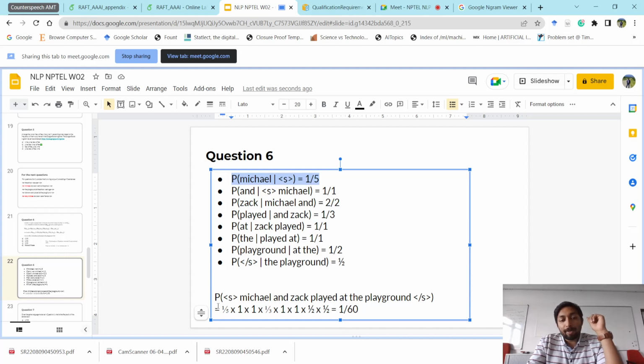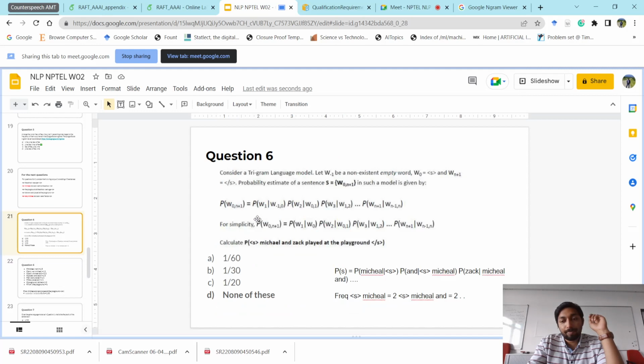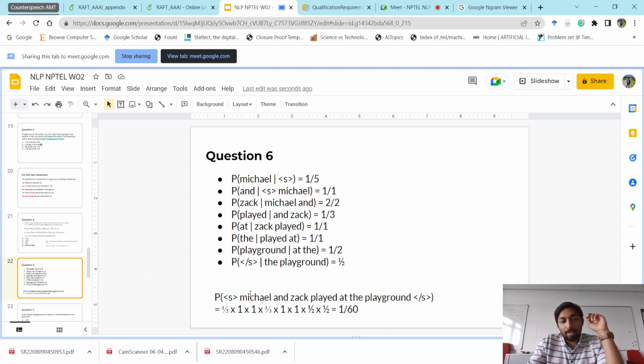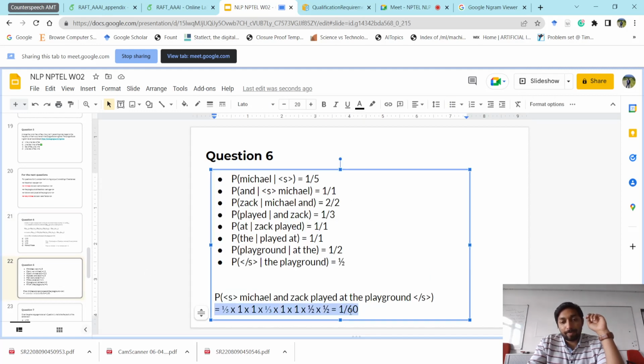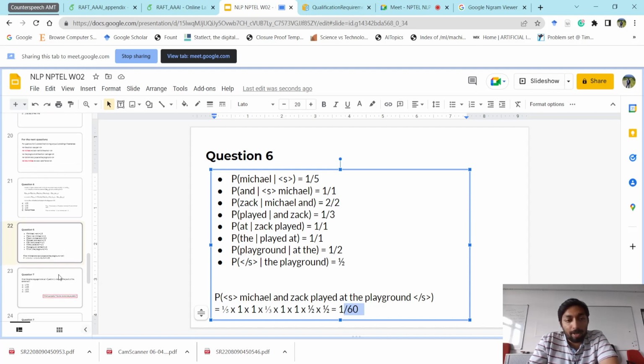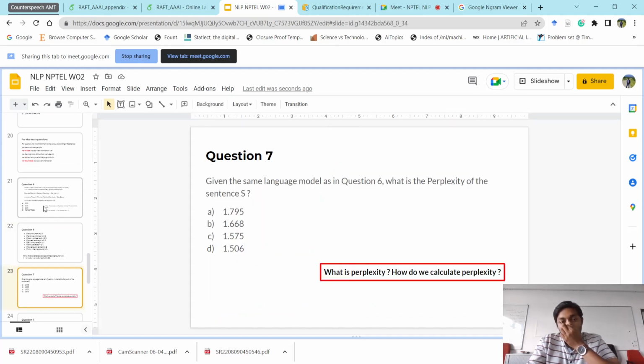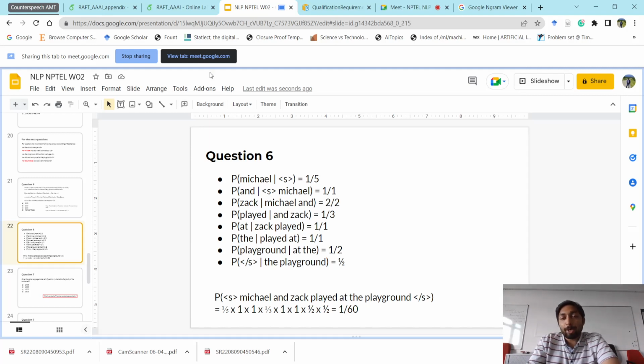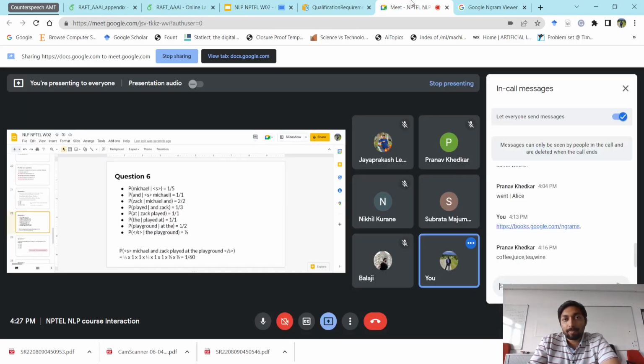And finally, we have to multiply all of them. So according to this formula that is here, you get this one, 1 by 60. You can verify the formula later. At your free time, this will be all uploaded. But you understood the procedure, right? How you want to do it.